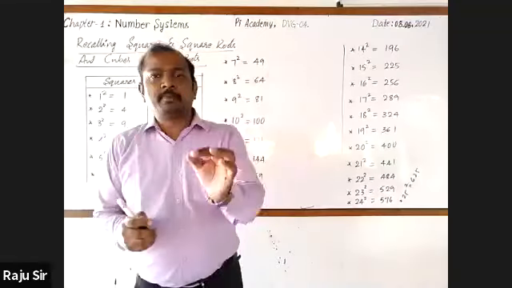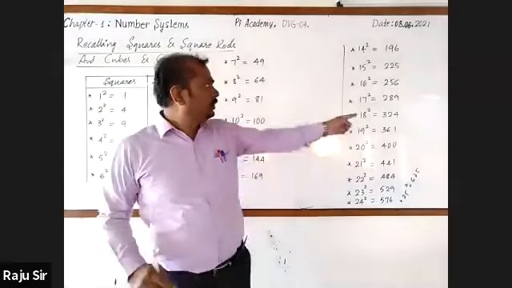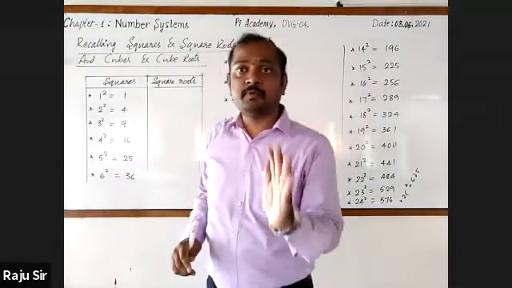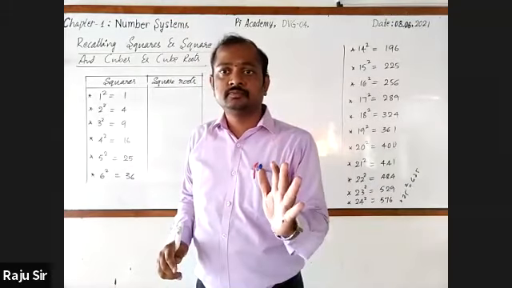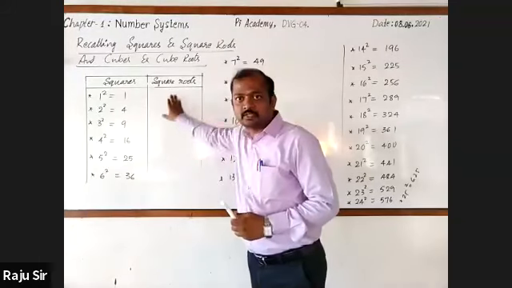You must remember at least these numbers, the squares of the numbers from 1 to 25. You must learn them if you have not learned. Okay. Next, the second column. Just go through the second column.